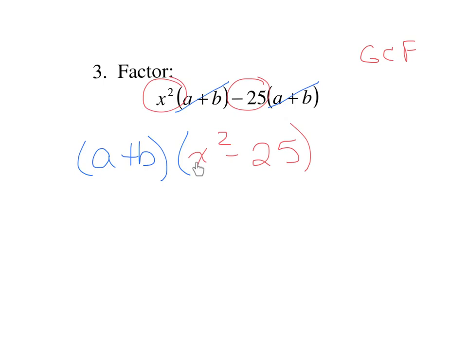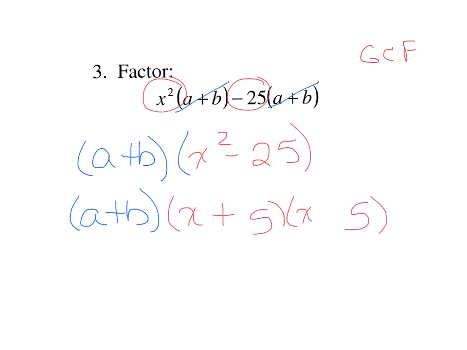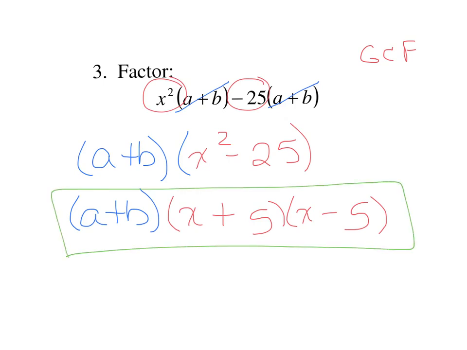And now we look here and we see this binomial is the difference of squares. This one is prime, so this doesn't factor any further. We're still going to have it out here, a plus b. But this factors to be the difference of squares. So x times x, 5 times 5, and the signs are 1 plus, 1 minus. And then we're done.